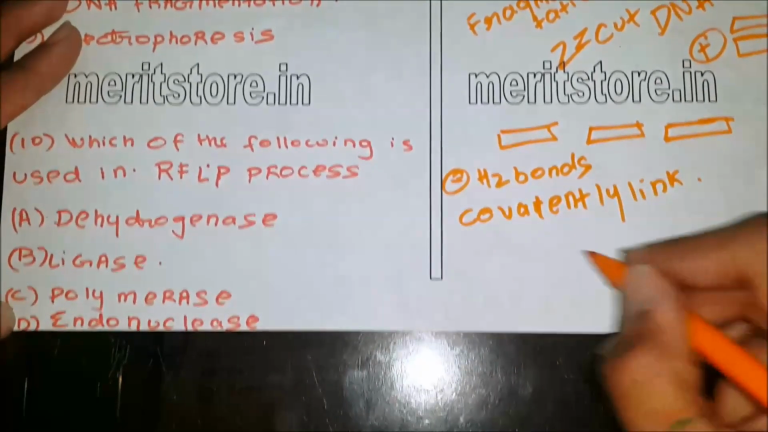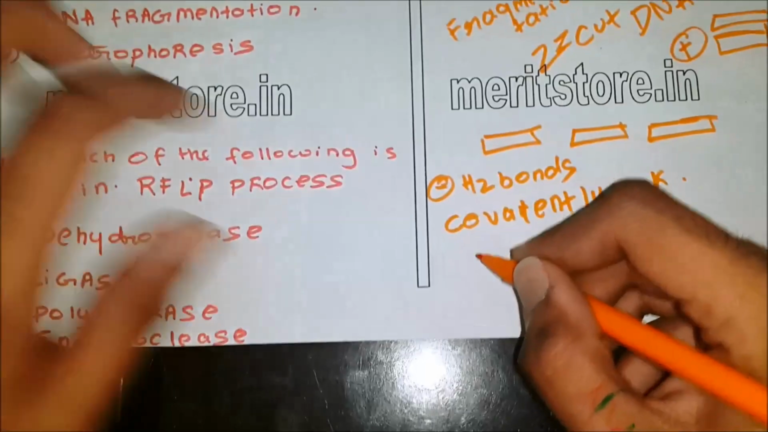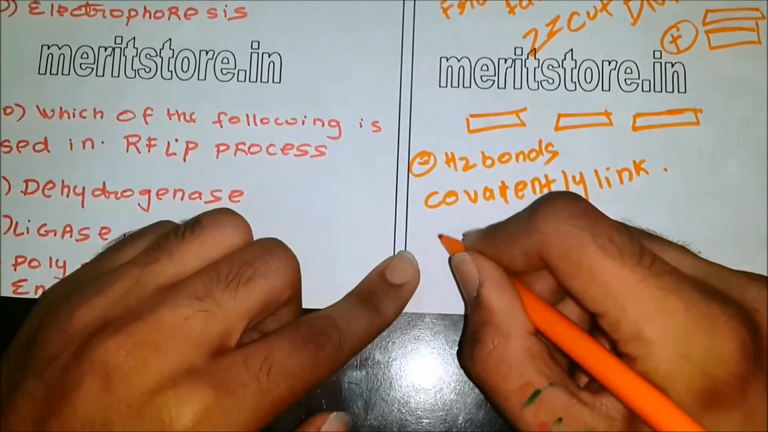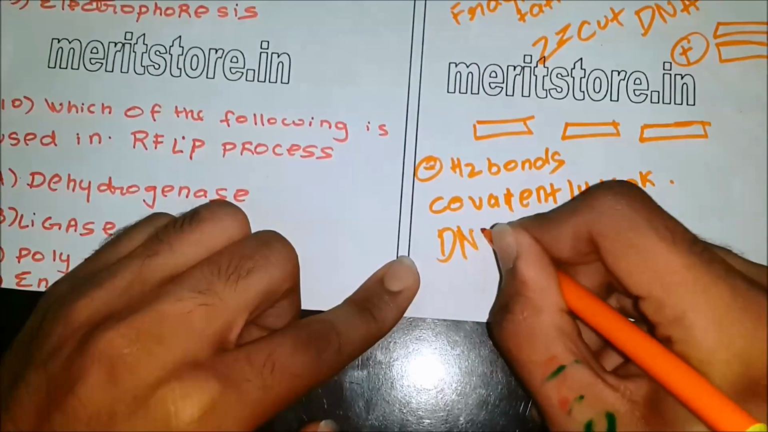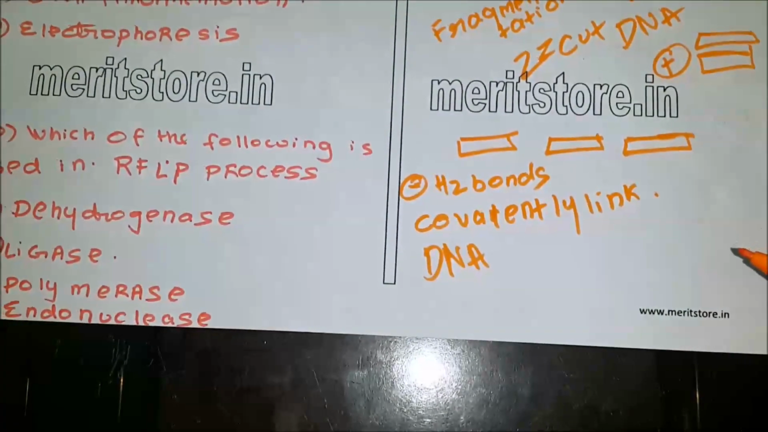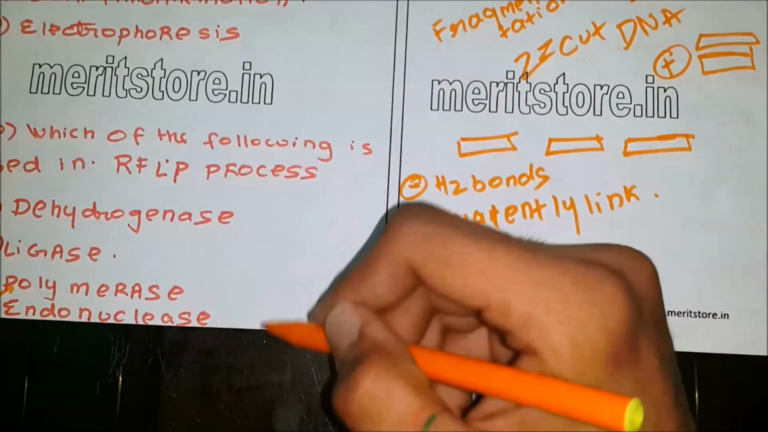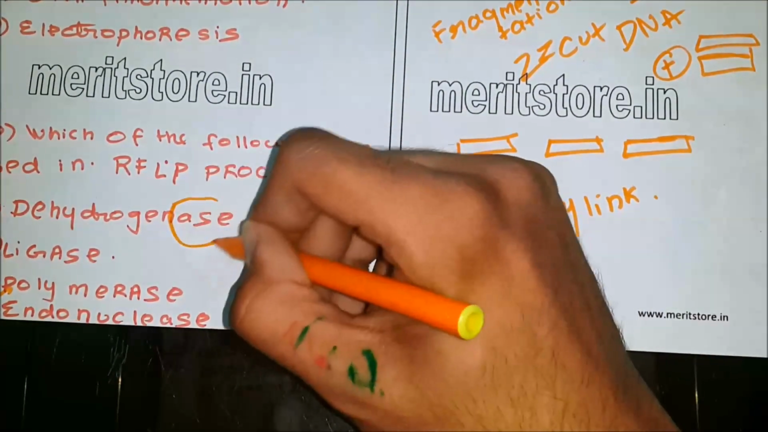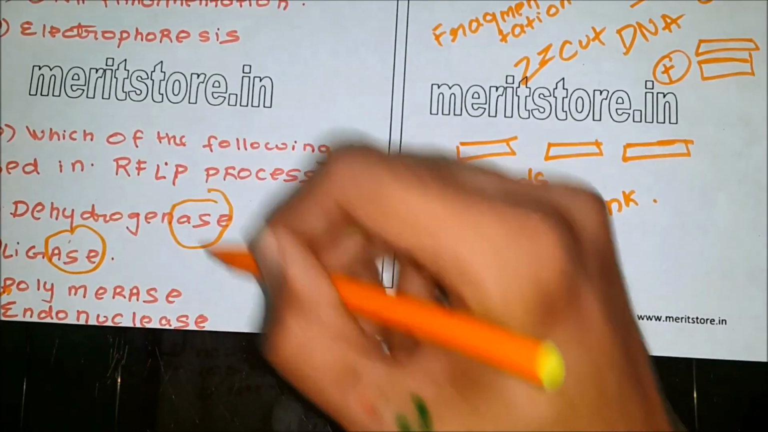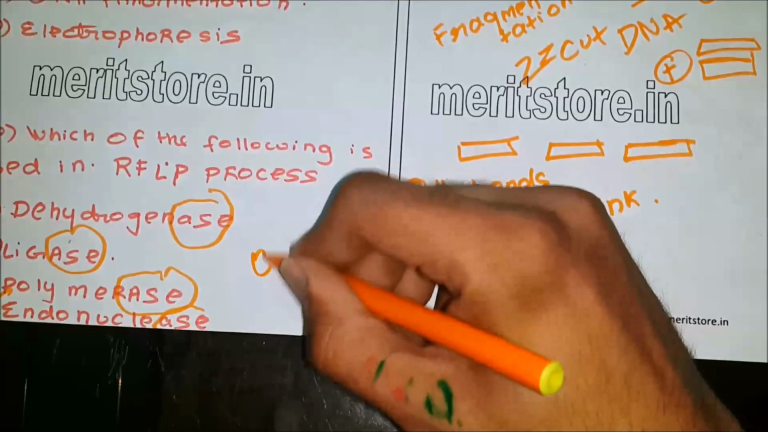The compounds. Polymerase is used to generate the new DNA molecule. And D, so answer would be endonuclease. Now all of these words have something in common, that's ACE. And ACE in simple terms means enzymes.